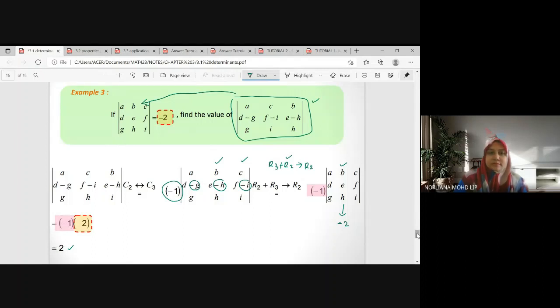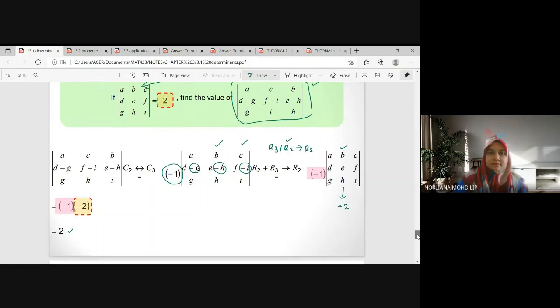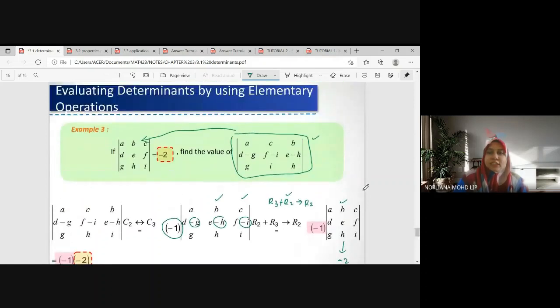Boleh faham? Kira application sikit lah. Application untuk elementary column or row operation. Kena apply kan.